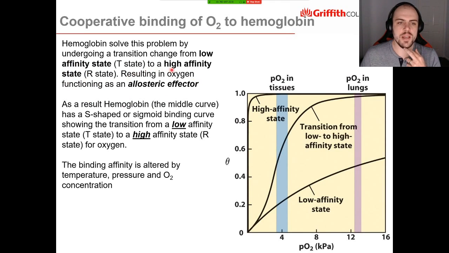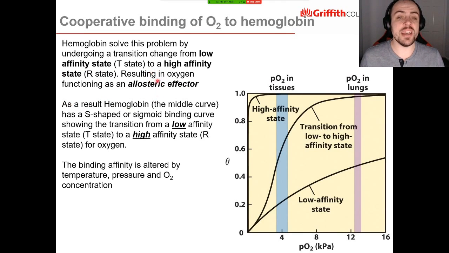Now, resulting in oxygen functioning as an allosteric effector. Again, another big complicated word. What does that word mean? It means a molecule caused it to change its shape. That's all an allosteric effector is. It is a molecule that causes another molecule to change its shape. And this is important because we want oxygen to do that.